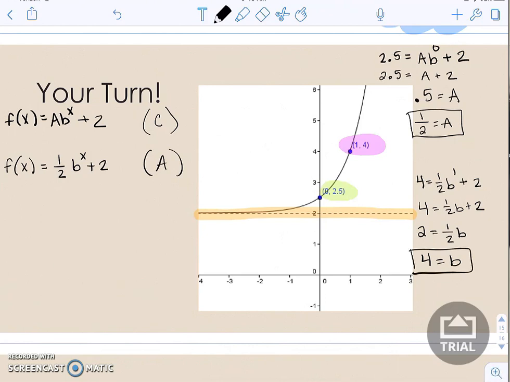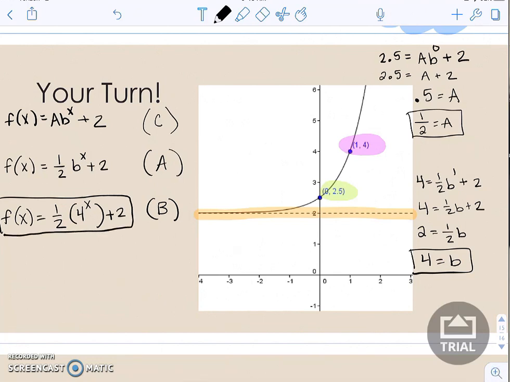I can now write my final equation as f of x is equal to 1/2 times 4 to the x plus 2. And this right here is my final equation. Now I have a question for you. I want to know, is this equation the same thing as f of x is equal to 2 to the x plus 2? Are these the same thing?